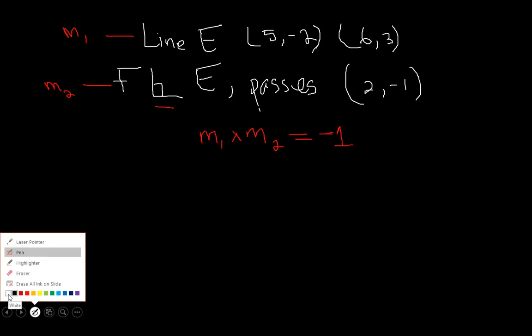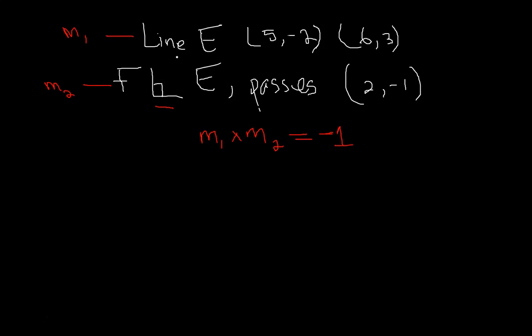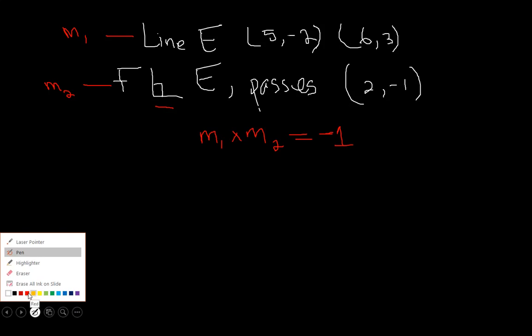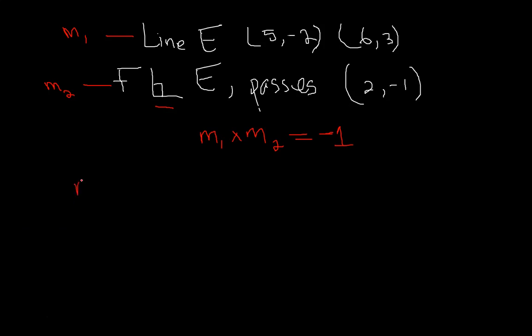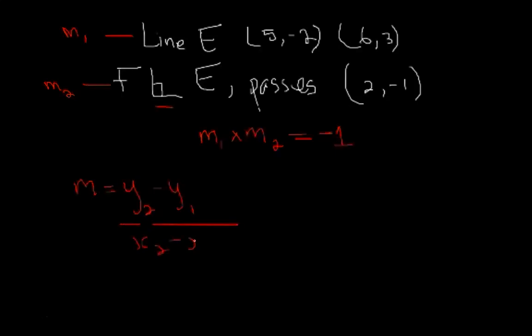So what we need to do now is find the gradient of line E. That's the only way we can find the gradient of F. Can anybody tell me what the formula for the gradient is? y2 minus y1 divided by x2 minus x1.